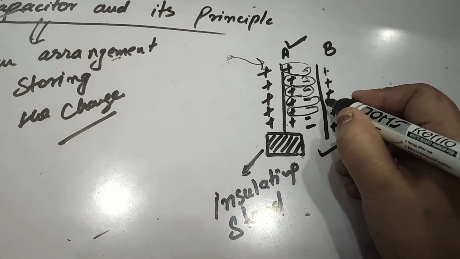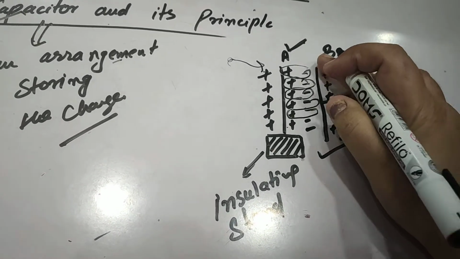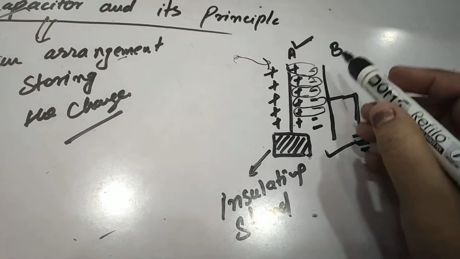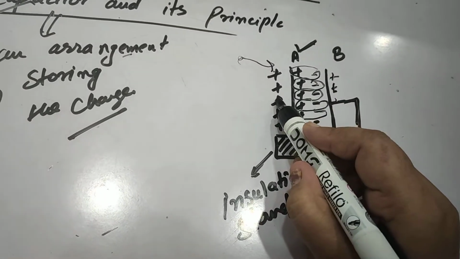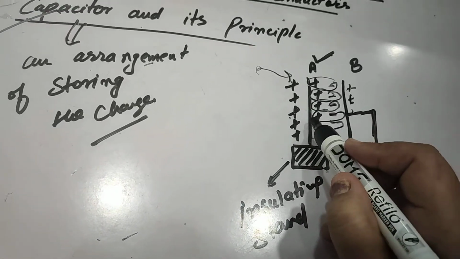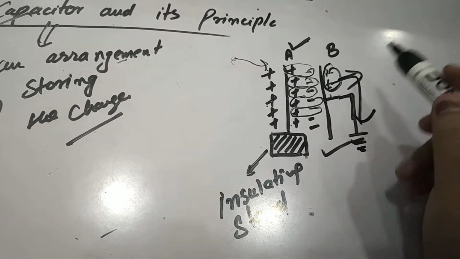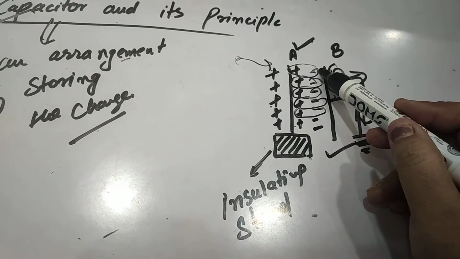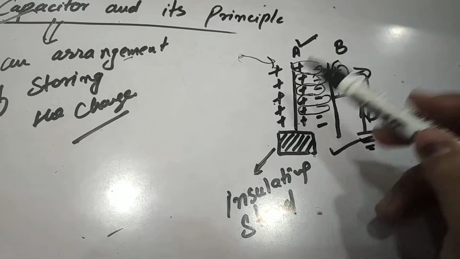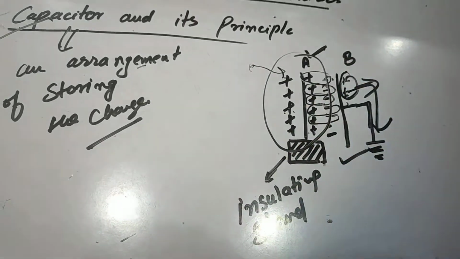Another method is by earthing this edge of B. In this case, the whole positive charge will flow to the earth. Initially this positive charge was supporting the potential of A, and this negative charge was reducing the potential of A. Now since the supporting agent has flowed to the earth, only this much charge is left, which will reduce the potential of A considerably, and hence more charge can be given to it. So this is how we have increased its capacity.